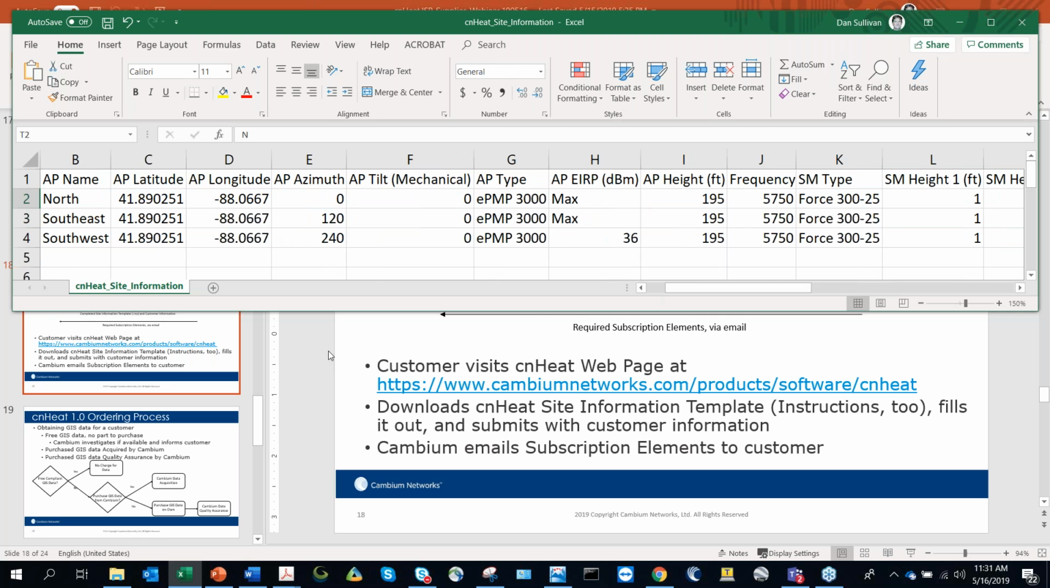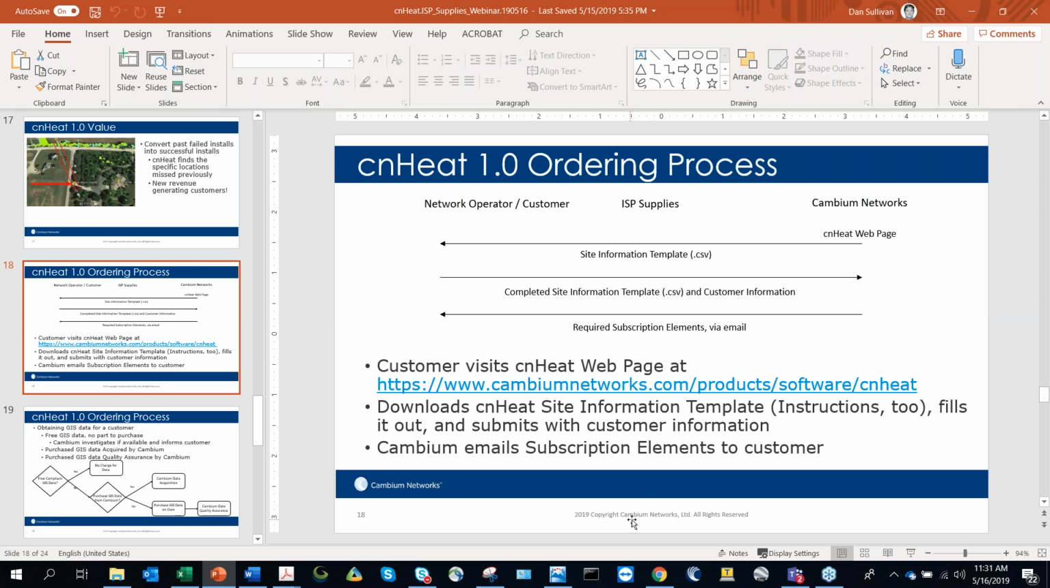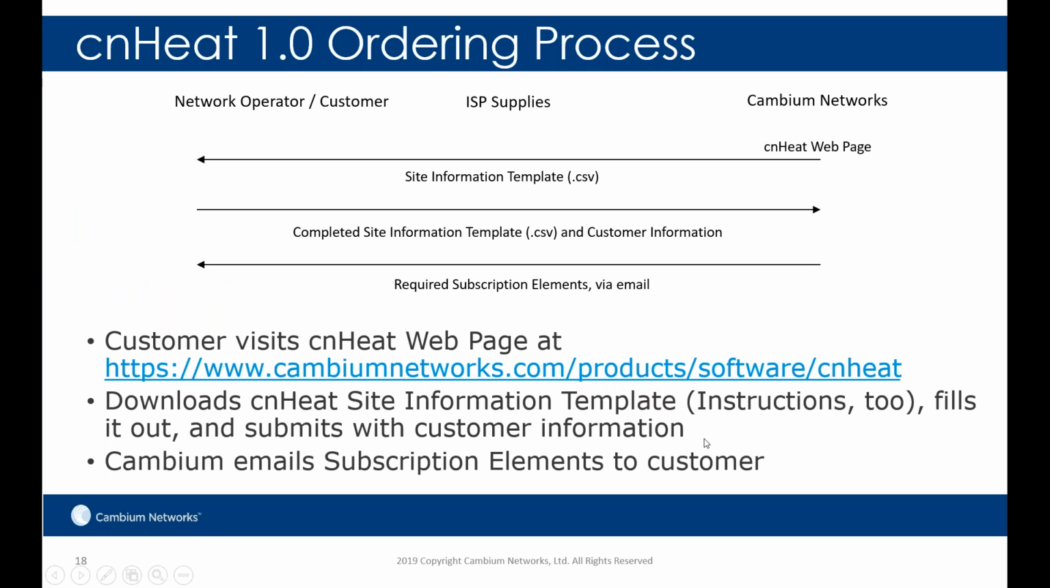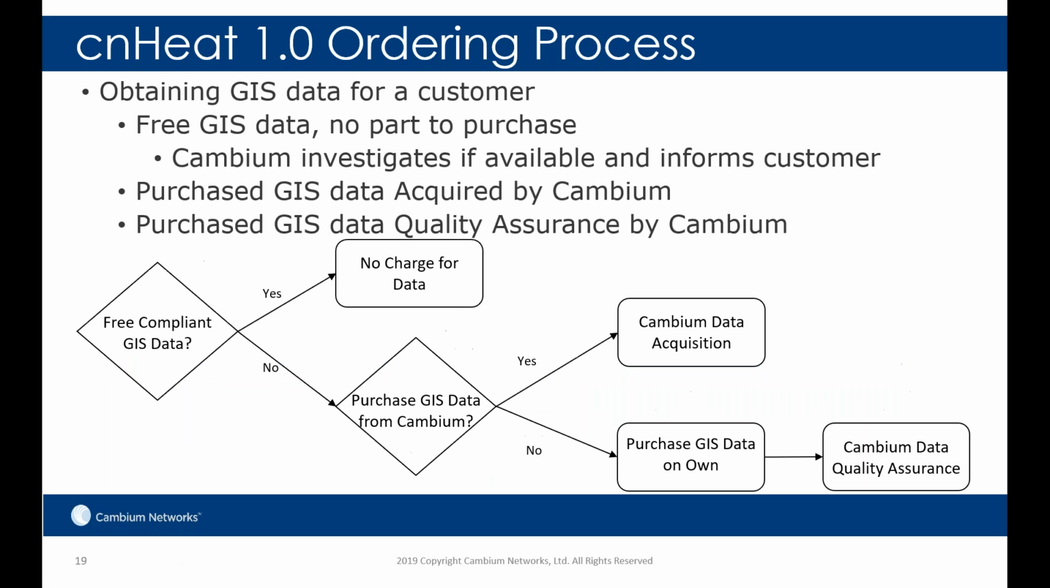Okay, so let's go back here to the ordering process. Once again, I showed you the template that you can download and fill out, and you upload that template, or you can upload your existing link planner project information, and it gets provided to us, and then we're going to tell you how to order it, and we'll go through that now.